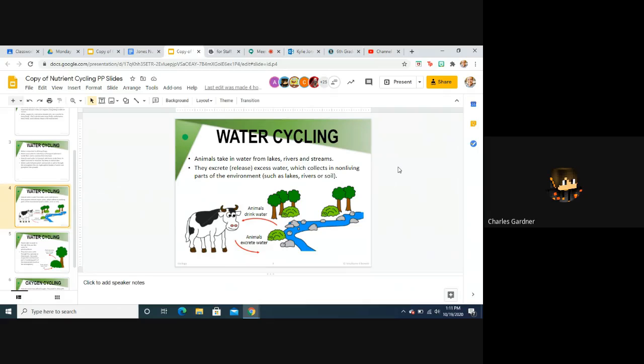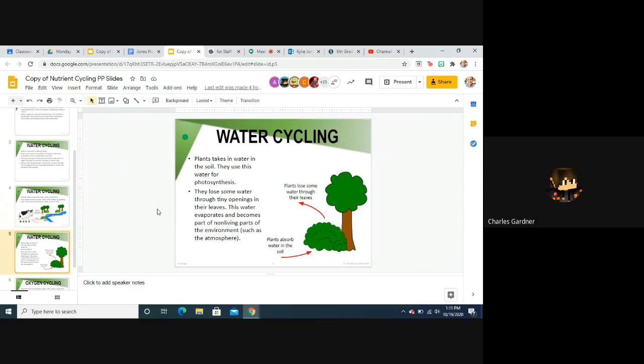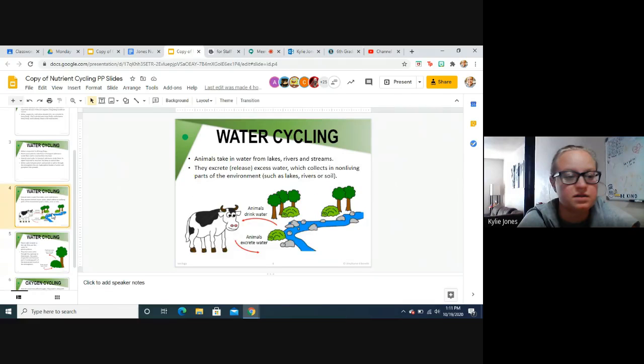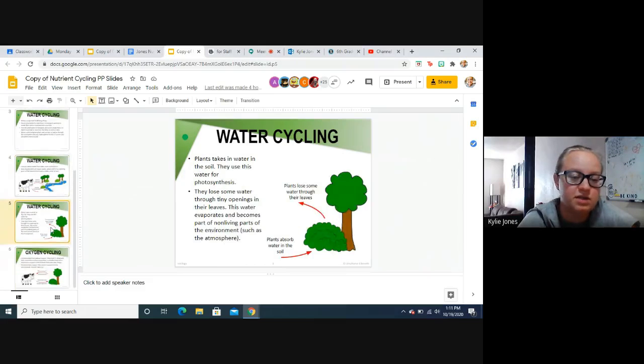There's not another page for water cycling, so I was really looking for that. Yeah, it must have gotten deleted or something, but that's okay. So just skip that section that's not there and just go on to the oxygen part.